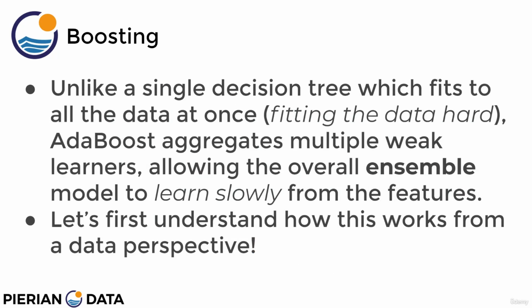Unlike a single decision tree, which fits to all the data at once, and this is sometimes referred to as fitting the data hard, AdaBoost is going to aggregate those multiple weak learners, allowing the overall ensemble model, that is all the decision trees, those stumps, those weak learners, to learn slowly from the features. And what we mean by learn slowly is that you're going to have to build a tree first before being able to build the next one.